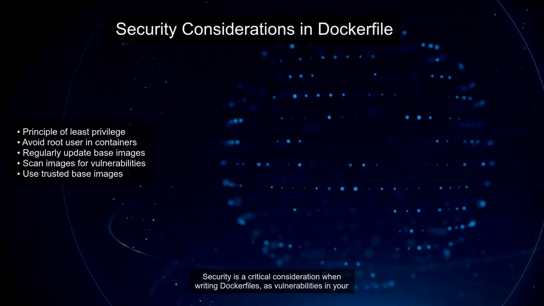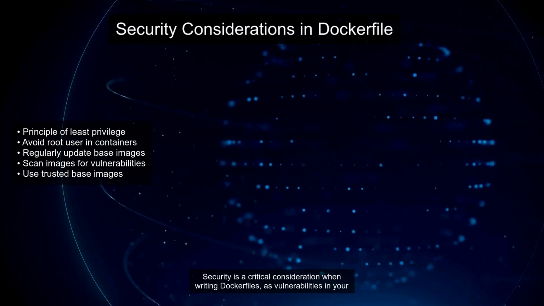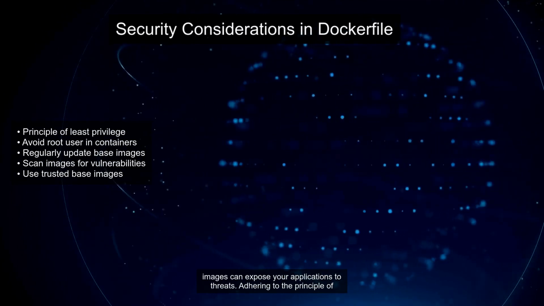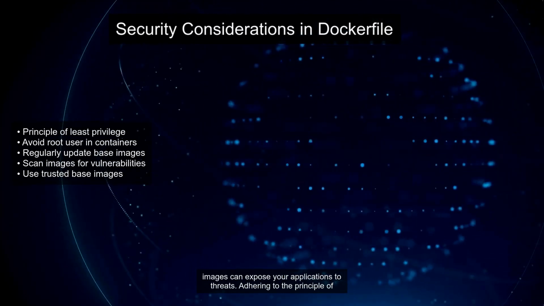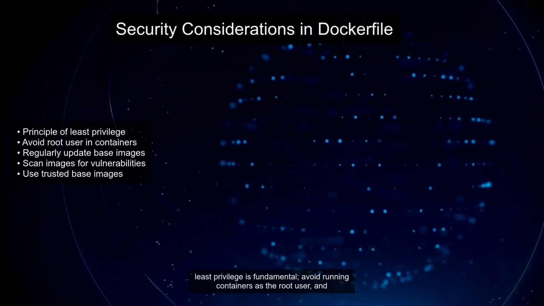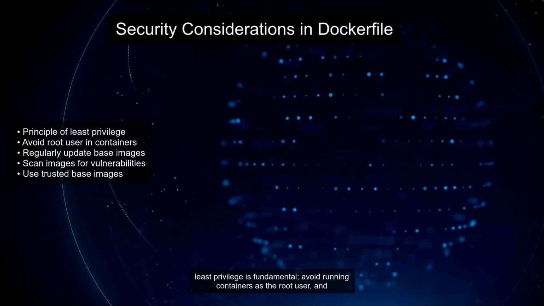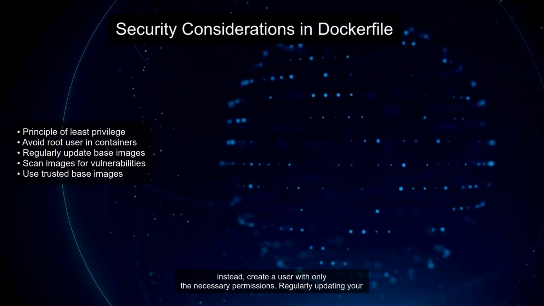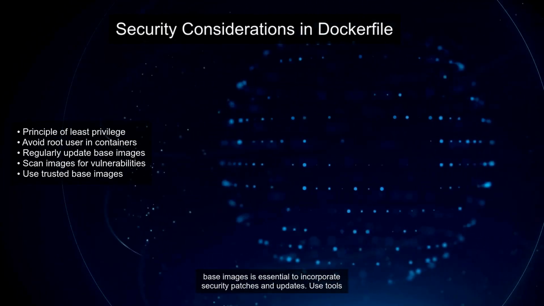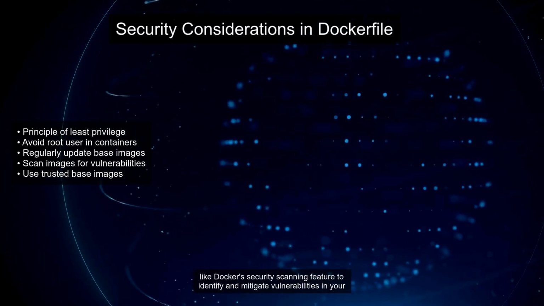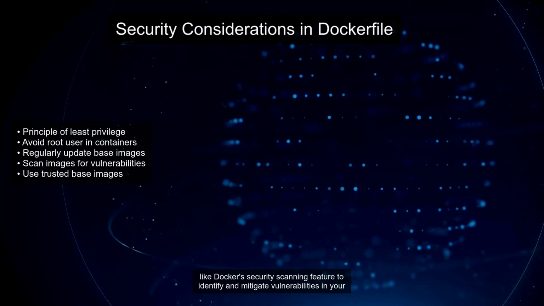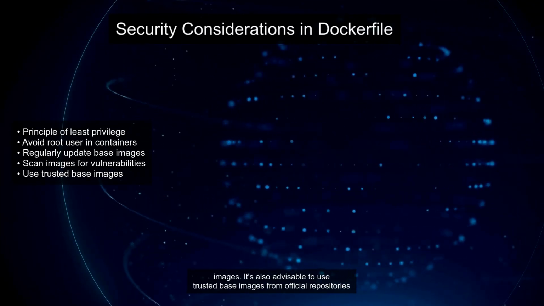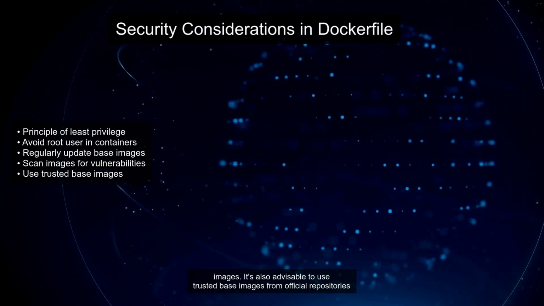Security is a critical consideration when writing Dockerfiles, as vulnerabilities in your images can expose your applications to threats. Adhering to the principle of least privilege is fundamental. Avoid running containers as the root user, and instead, create a user with only the necessary permissions. Regularly updating your base images is essential to incorporate security patches and updates. Use tools like Docker's security scanning feature to identify and mitigate vulnerabilities in your images.